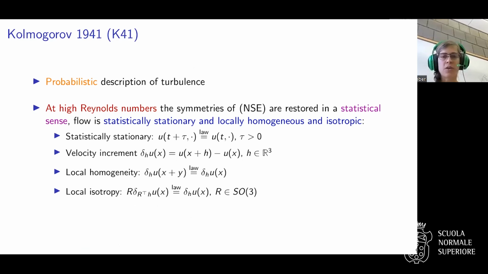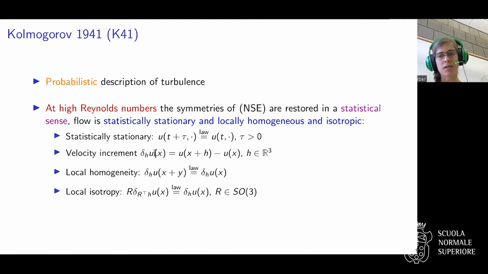And so what he noticed is that at high Reynolds numbers, when the viscosity is very small, the symmetries of the Navier-Stokes equation seem to be restored in some statistical sense. So he noticed that the flow is statistically stationary, which corresponds to time translations. So the distribution of u at time t plus tau is the same as that of u at time t. And similarly, he defined statistical versions of the space translations and the rotation invariance.